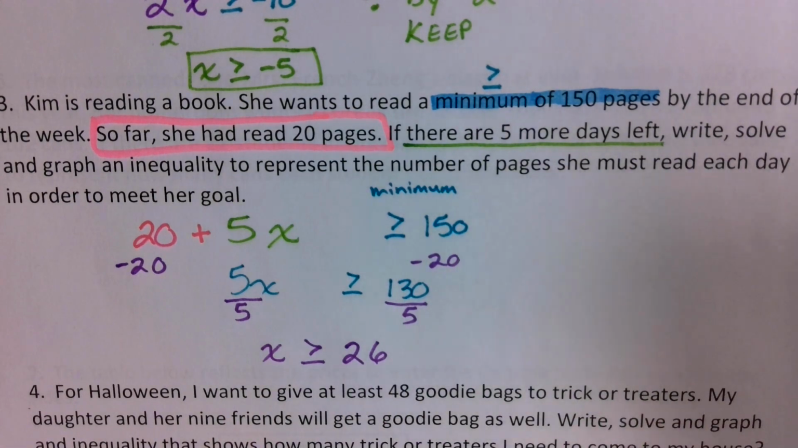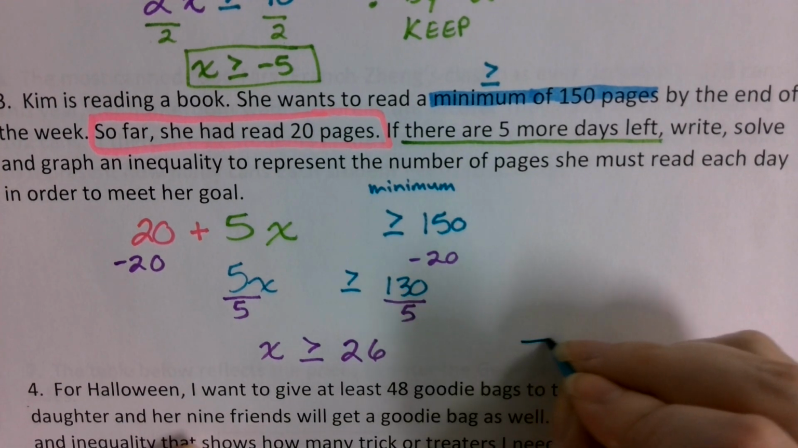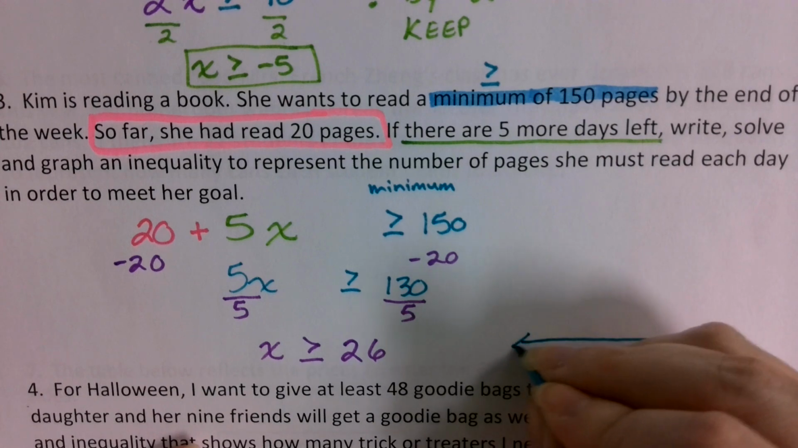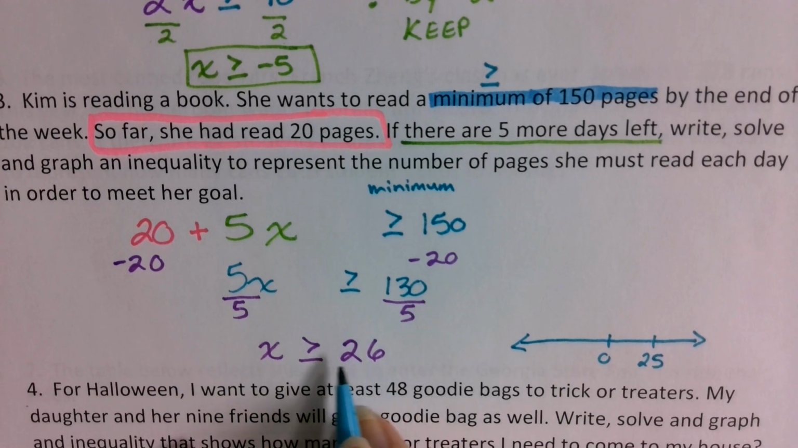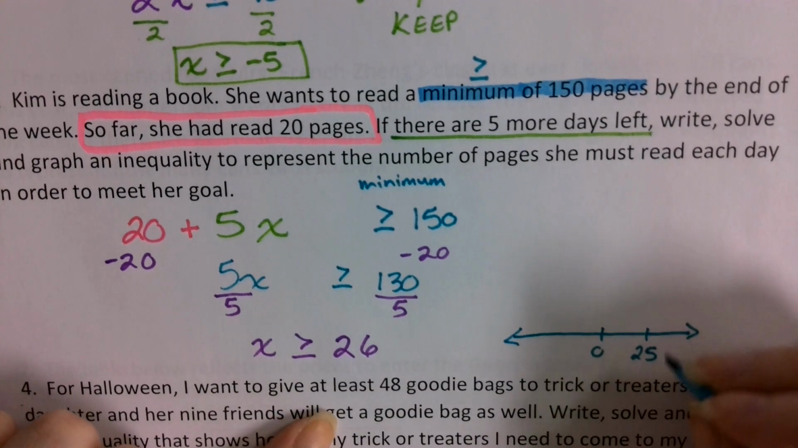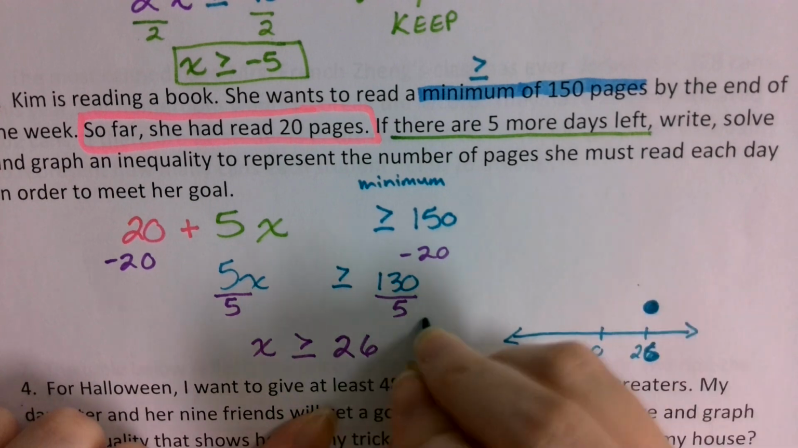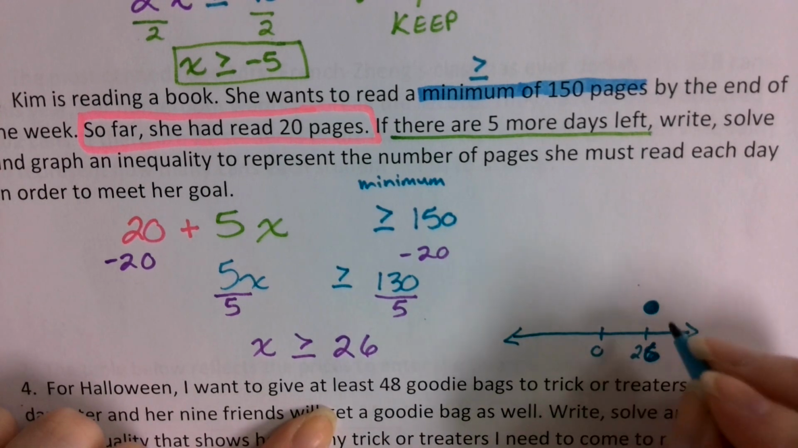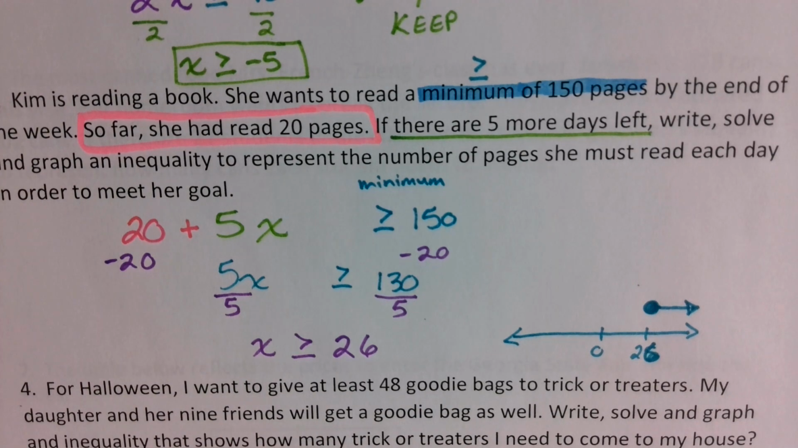Or x is greater than or equal to 26. Okay, now if we were to graph it, graphically speaking, is it going to be an open or closed circle at 26? Closed. Is it going to go to the left or to the right? To the right. That's what your graph would look like. Starting at 26, you'd graph it, closed circle to the right.